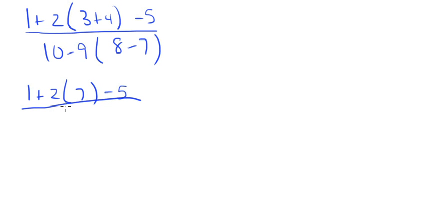And then I'm just going to write this down, 10 minus 9, and then I have parentheses again, right? No multiplication, division, or anything here. So 8 minus 7 is 1. And so my next step is to take 1 plus 2 times 7, right? Would you agree I have to do this next? So it would be 1 plus what? 7 times 2 is 14, right?